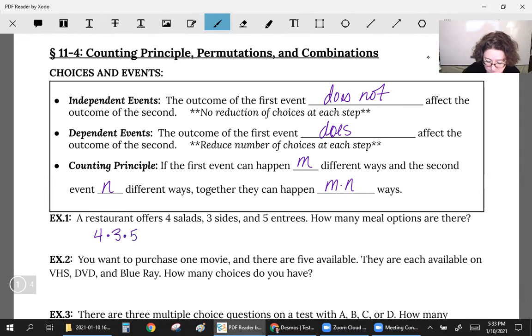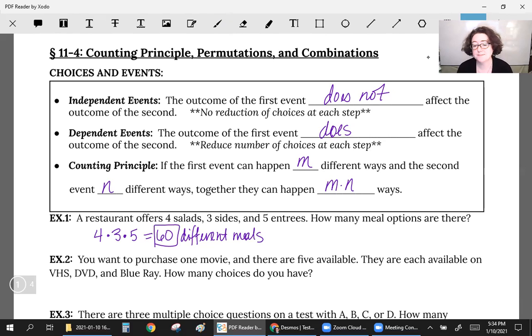So rather than trying to map out all of the different combinations, of which there's going to be a good number, I can just multiply all the different possibilities together. This is our counting principle in action. So 4 times 3 times 5, we multiply those together and we get 60. So there are 60 different meals that we could create. Again, we're just multiplying the possibilities together for each choice.